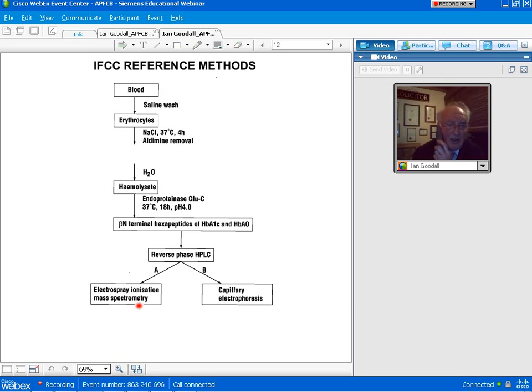So the IFCC network of primary labs, the task is the reliable assignment of target values. And each of the network laboratories, which is on the next slide, has established either one or both of these methods. And the total between-lab CV is going to be less than 2.5%. But in fact, the individual labs are all around 1%. And I think the mean of all the labs is 1.1% CV.